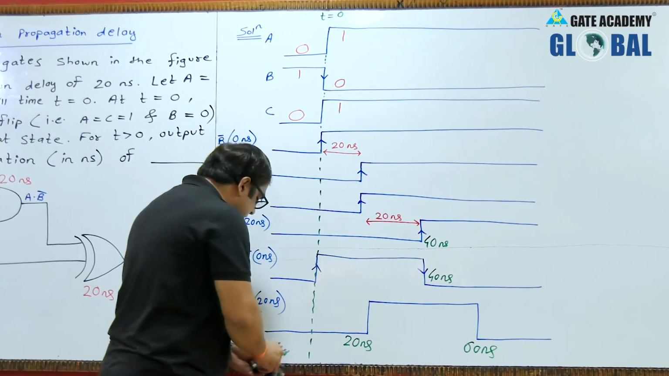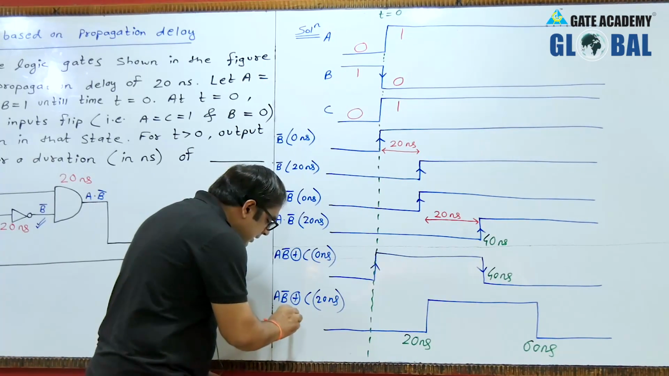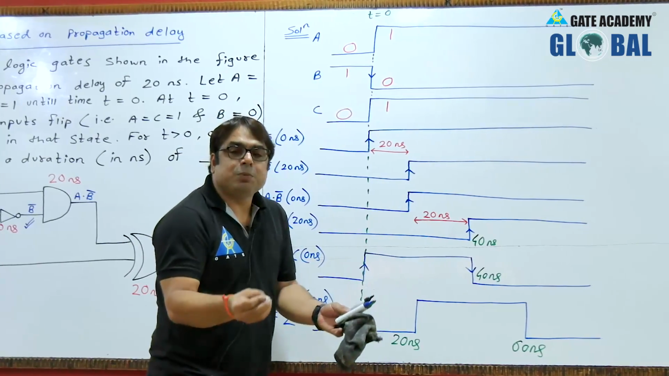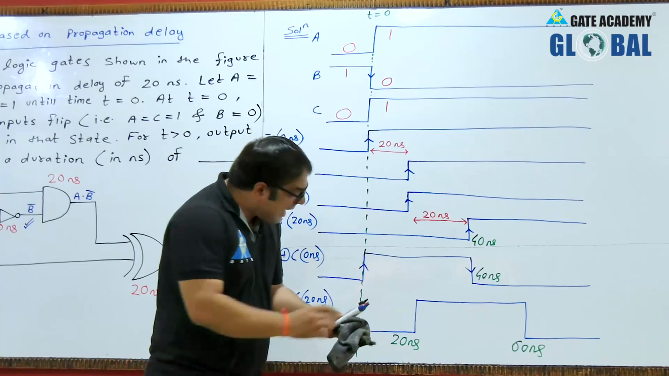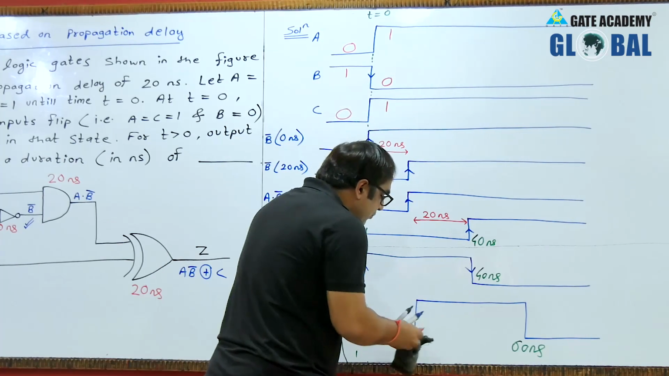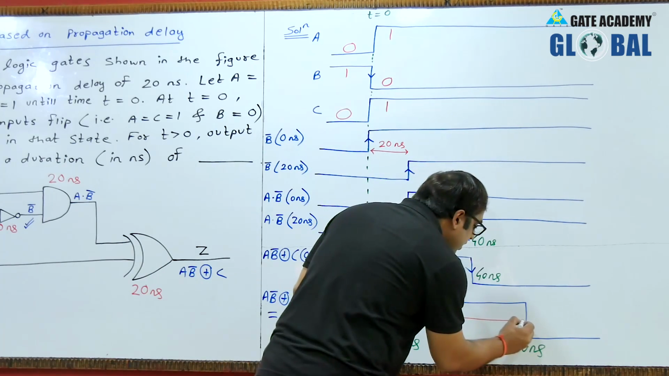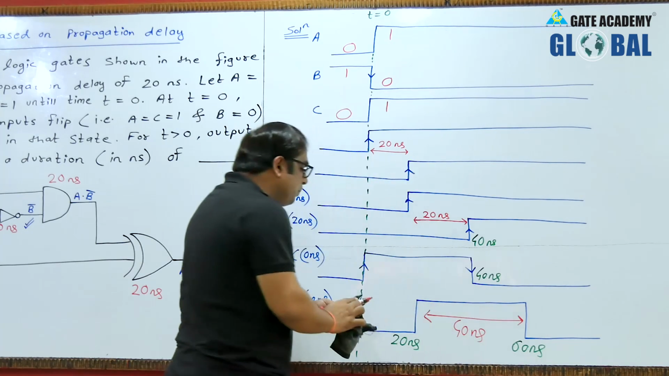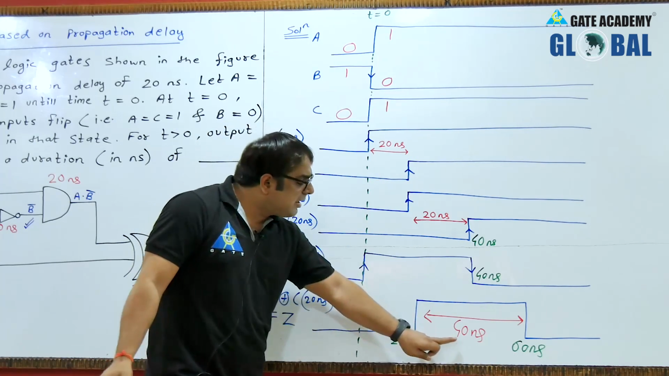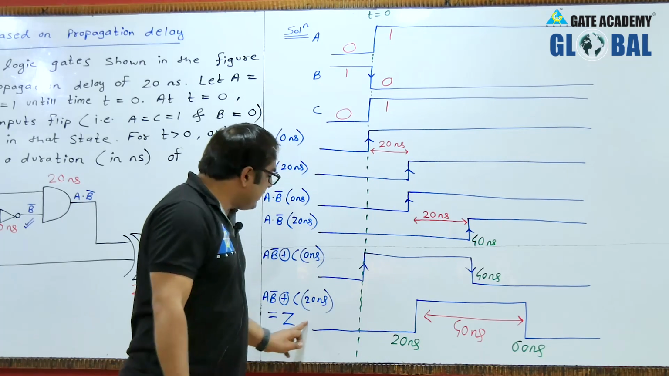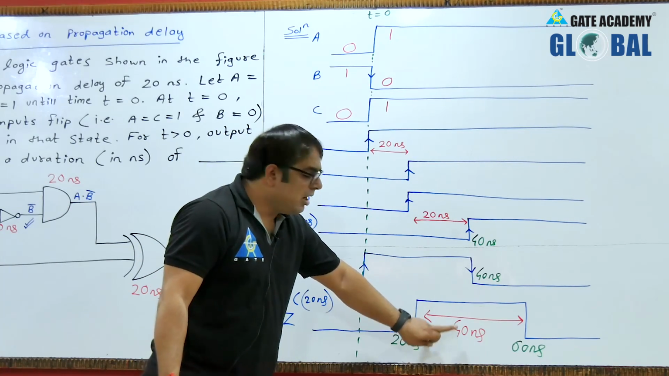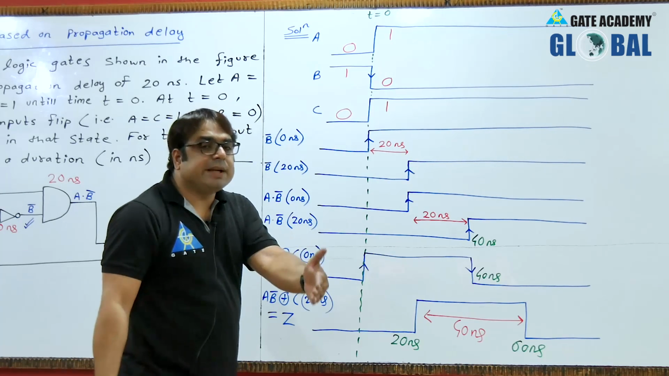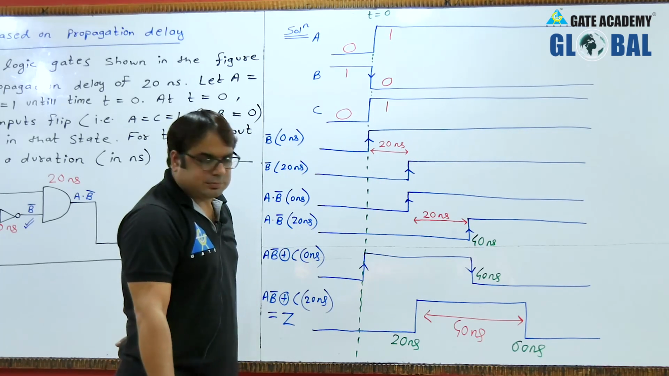But what the question was? Question was, this is your output Z. For what duration your output Z will be at logic high? So the final answer is 40 nanosecond. Output Z will be at logic high for a duration of 40 nanosecond. That is the question that was asked to us.